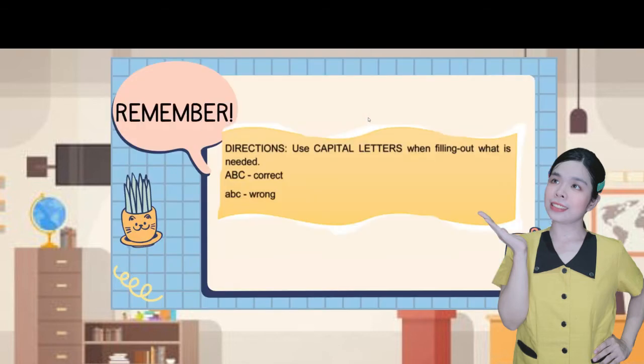Remember, class, in order for you to fill out the forms accurately, the first thing is that you need to use capital letters when filling out what is needed. For example, of capital letters, this is the correct one: A, B, C. The small letters are wrong, of course, unless it is needed.